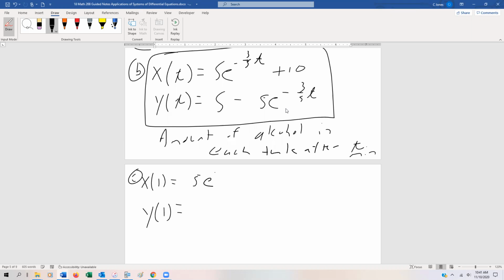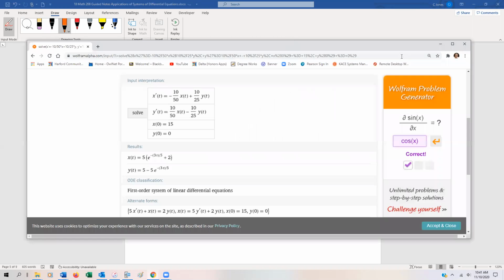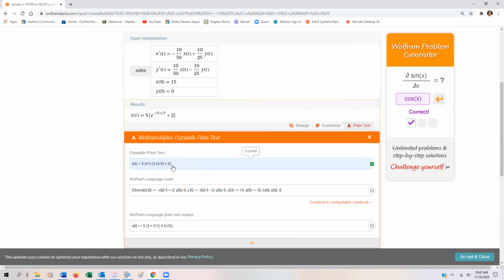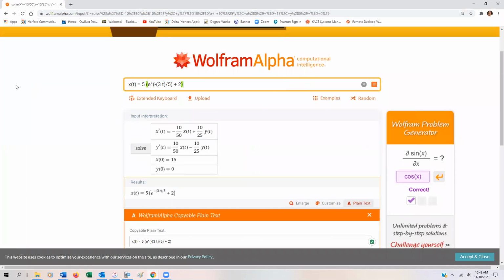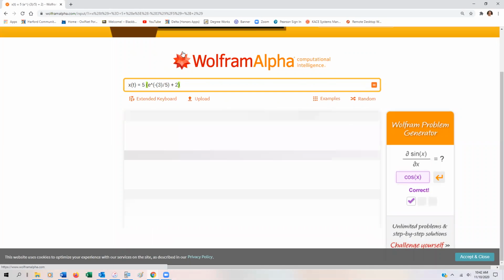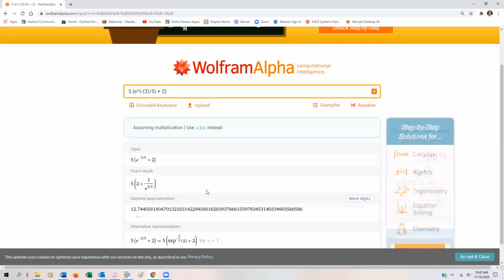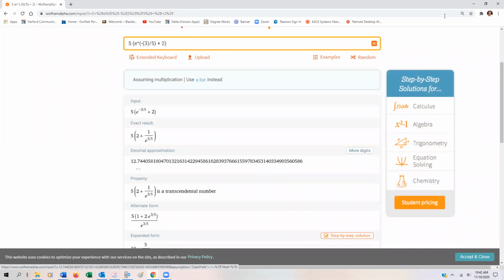So that's going to be 5e to the minus 3/5 plus 10. And that's going to be 5 minus 5e to the minus 3/5. All right, and again, all we did was substitute 1 in for t. So nice and easy. So I'm just going to go back to Wolfram Alpha, copy this text, and paste it up right here. I'm going to get rid of the t, and I already have x of t right there. I'll hit enter, and I should get rid of the equal sign because it's a function, and it gave it to us anyway. So 12.744.